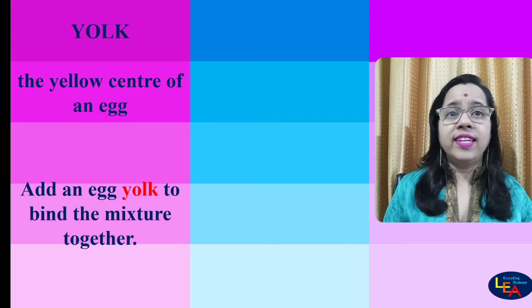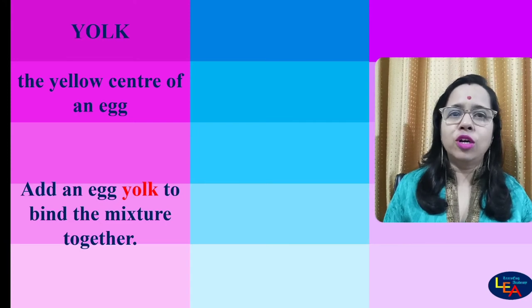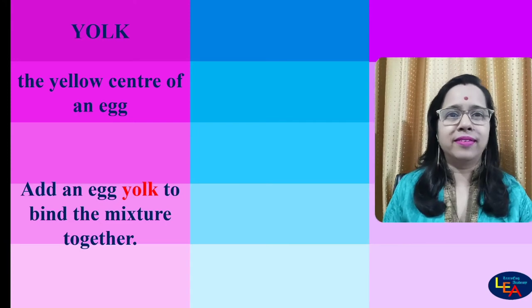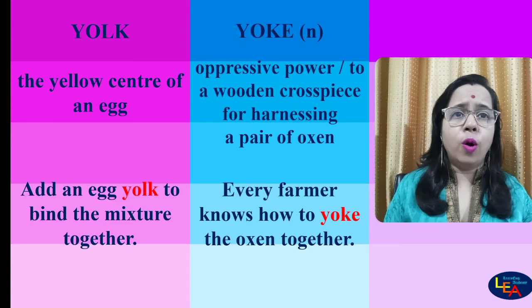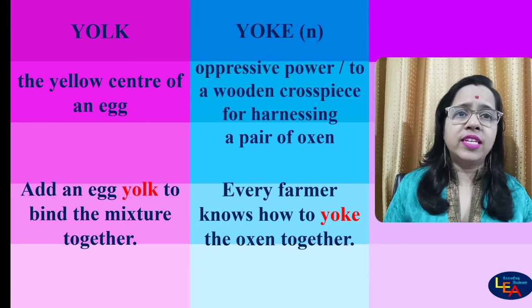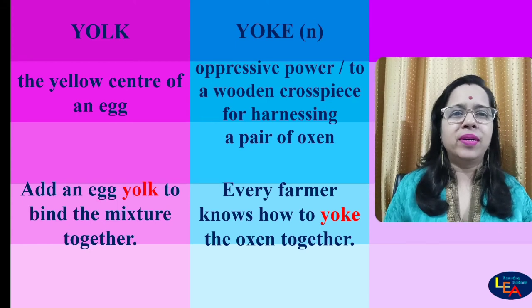Yolk: the yellow center of an egg. Add an egg yolk to bind the mixture together. Yoke: oppressive power, or a wooden crosspiece for harnessing a pair of oxen. Every farmer knows how to yoke the oxen together.